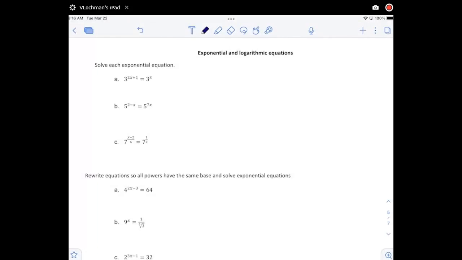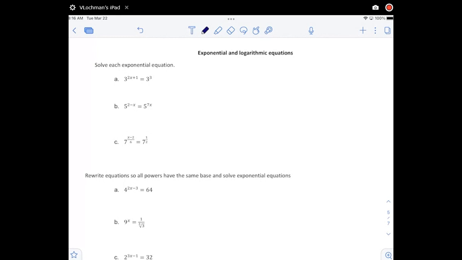Hello everybody. In this lesson we will discuss different types of exponential equations and how to solve them. You will learn to recognize what kind of equation it is and which method to apply. So let's go ahead and take a look at the first type.